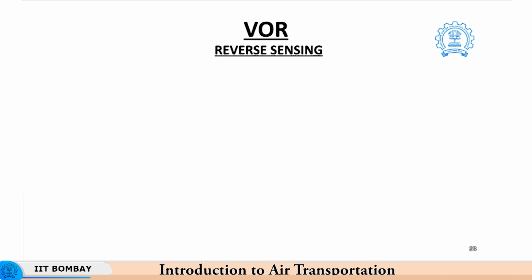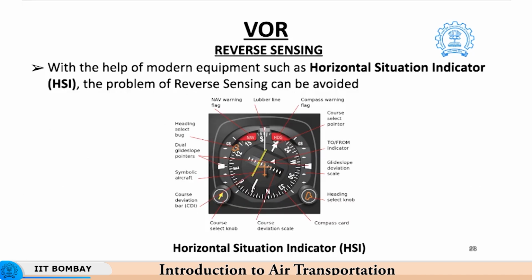This phenomenon is called reverse sensing. In order to mitigate this type of anomaly, pilots make use of an advanced version of the VOR CDI, which is called the horizontal situation indicator. This is an advanced version of the CDI, and because of the underlying methodology that is used in this, it is free from the reverse sensing anomaly that was previously discussed with you.